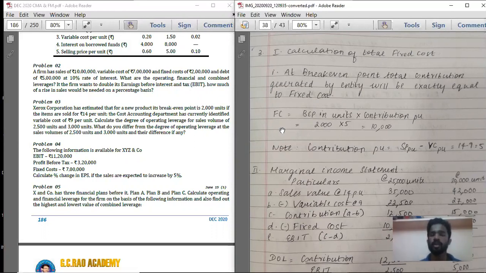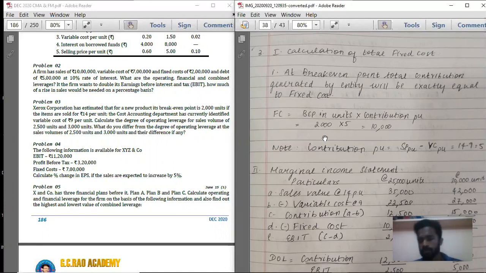So how to find this contribution? First find the contribution per unit, that is 14 minus 9, which is 5, into the total number of units to be sold to achieve break even point, 2000. So 2000 into 5, that is 10,000, is the contribution at 2000 units, and that is the fixed cost also. So fixed cost is equal to BEP in units into contribution per unit, 2000 into 5, equal to 10,000.